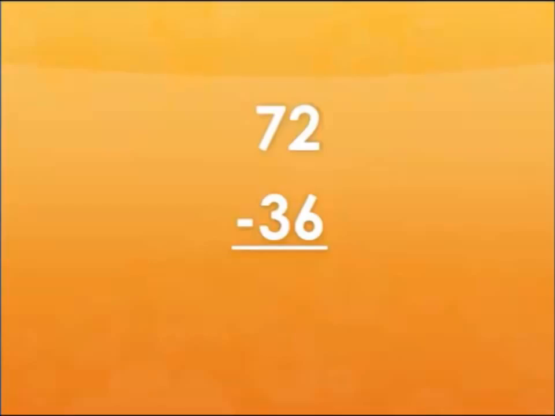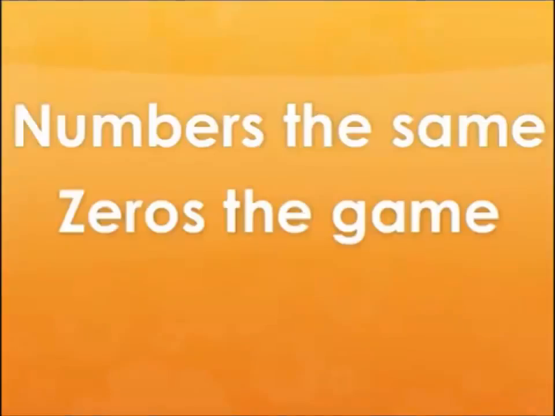You too. We're looking at the ones value again, and since 6 is bigger than 2, we're going to go next door and borrow 10 from the 7, which makes it a 6. And we add it to the 2, making it a 12. Then we can subtract 12 minus 6 and 6 minus 3.